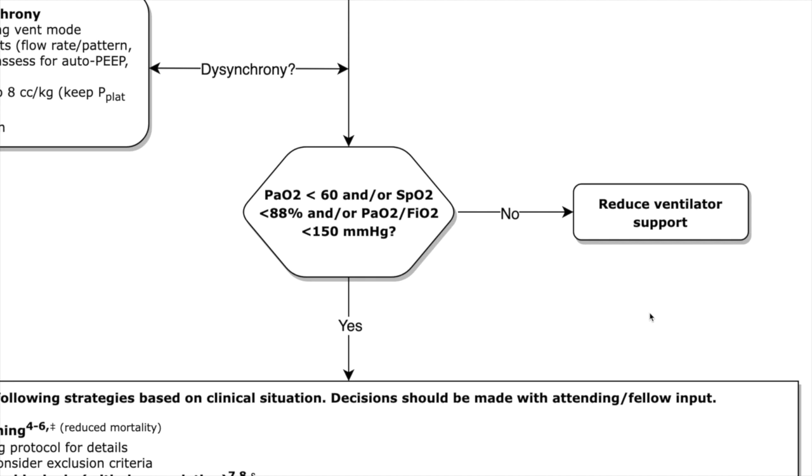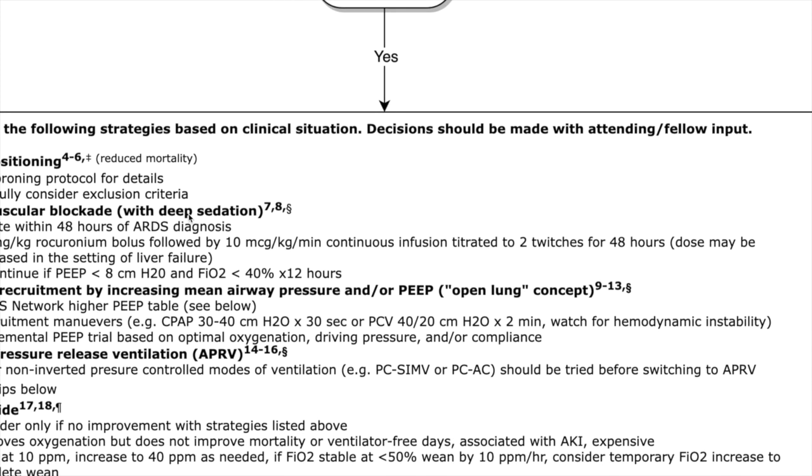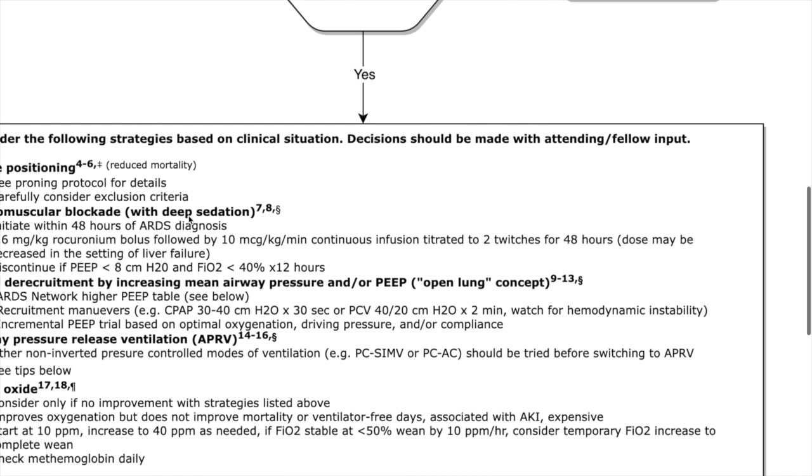And what is failure? This is a somewhat arbitrary collection of numbers, but mostly agreed upon and based to some degree on clinical trials. But a PaO2 of less than 60 and/or a SaO2 of less than 88%, and/or a PaO2 to FiO2 ratio of less than 150 millimeters of mercury. All these are signs that the patient is not doing well. So if in fact they aren't doing well, let's move on to the next pieces of this algorithm.